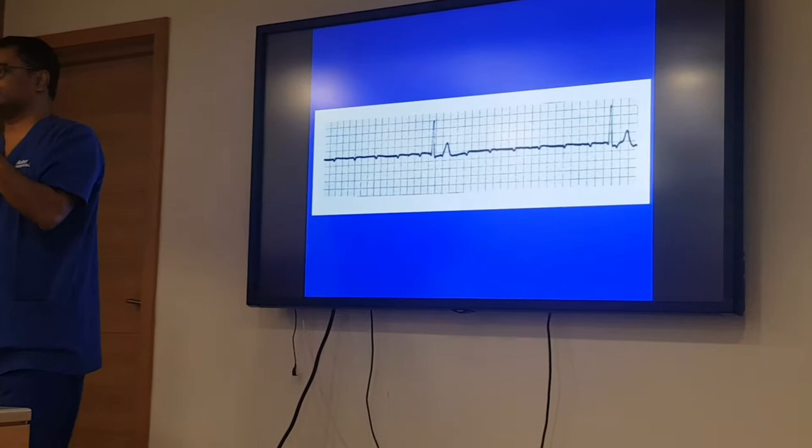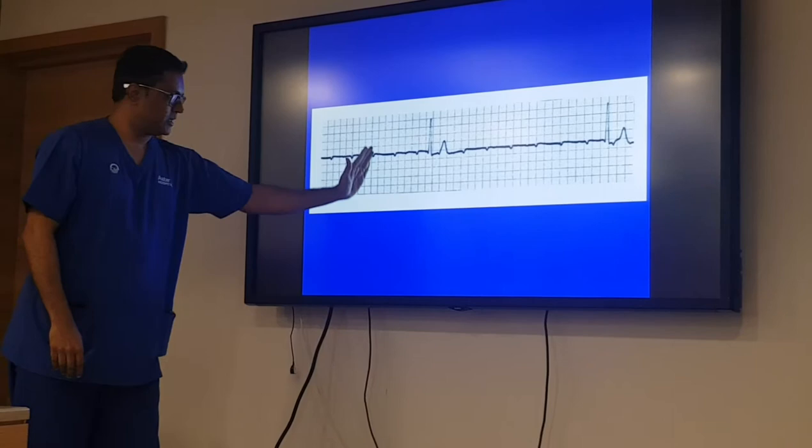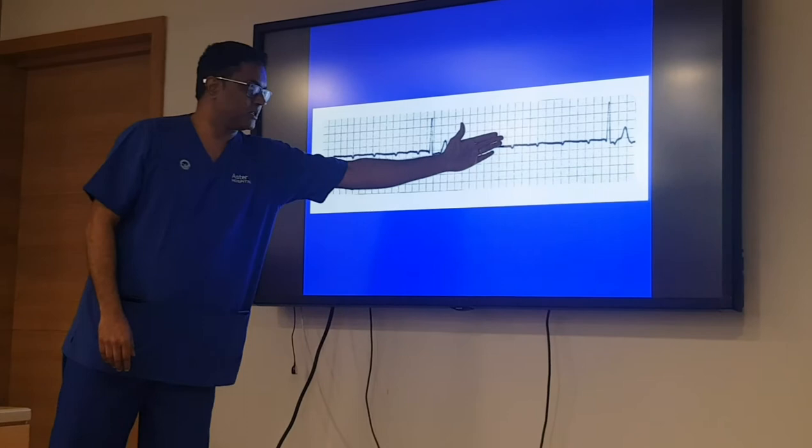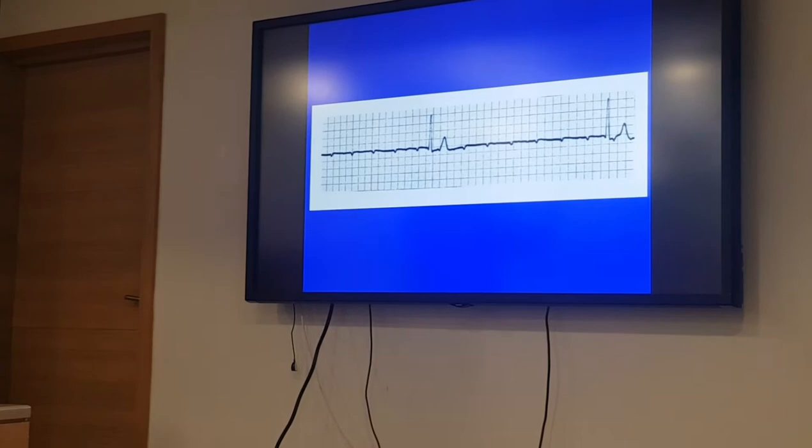So there is no correlation between P waves and QRS. If you map it out, P wave will be nicely regular. Suddenly you'll get a QRS, ventricular beat. Then another ventricular beat can come here, it can come anywhere. So that's called AV dissociation. So the atrium and the ventricle, there is no association between the atrium and ventricle. So that is complete heart block.